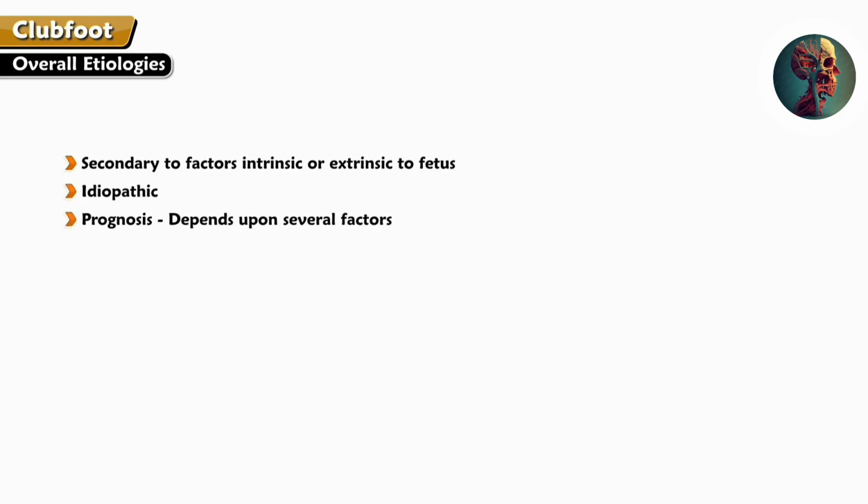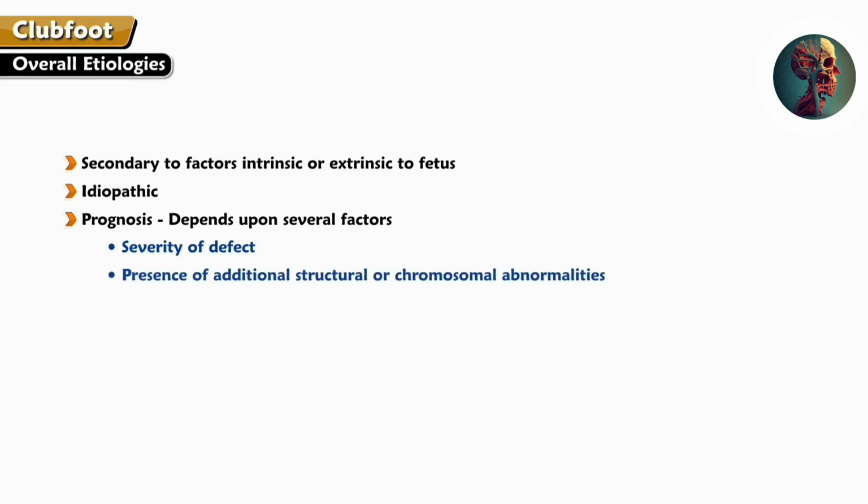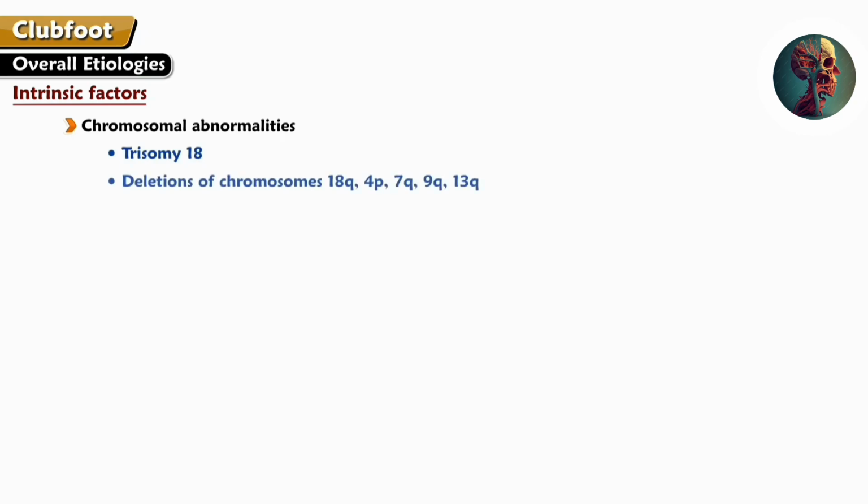Overall etiologies of clubfoot. Clubfoot can be secondary to factors intrinsic or extrinsic to the fetus. Most cases are idiopathic in nature. The prognosis depends upon several factors, including the severity of the defect and the presence of additional structural or chromosomal abnormalities. Let's take a look at some of the intrinsic factors first. Chromosomal abnormalities: trisomy 18, deletions of the chromosomes 18q, 4p, 7q, 9q, and 13q. P is the short arm and Q denotes the long arm of a chromosome.